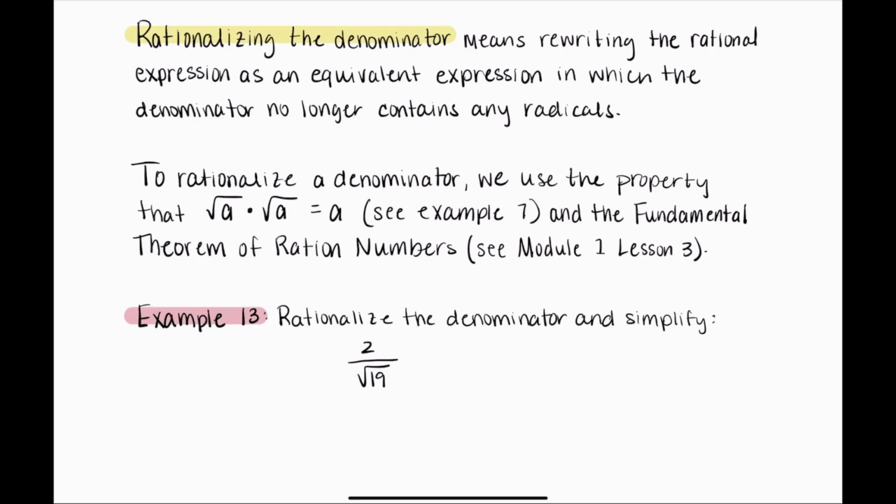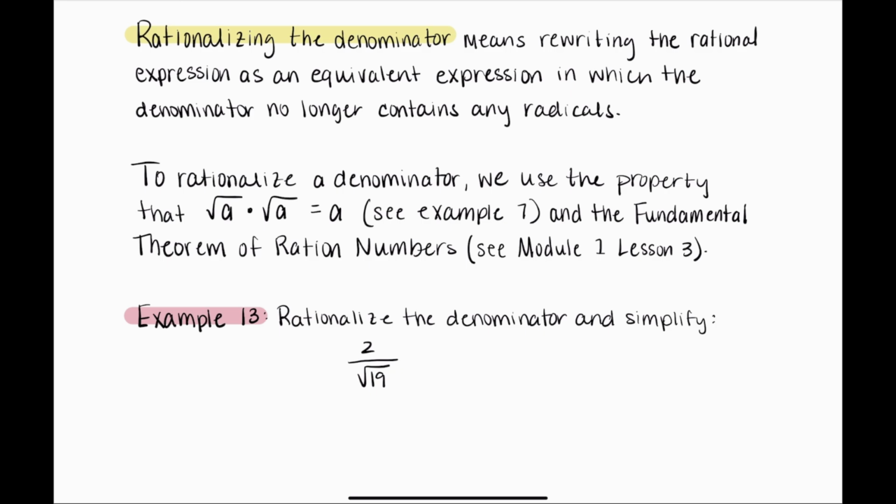In this video, we're going to talk about rationalizing the denominator. When you have radicals, rationalizing the denominator means rewriting a rational expression so that the denominator no longer contains any radicals. That's our goal. It's perfectly fine to have a radical in the numerator, but we want to avoid radicals in the denominator. To rationalize a denominator, we use the property that the square root of a times the square root of a equals a.